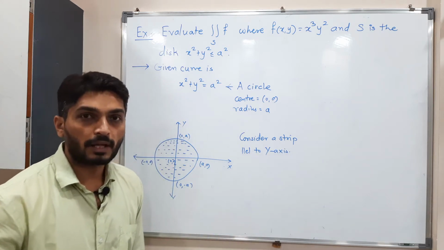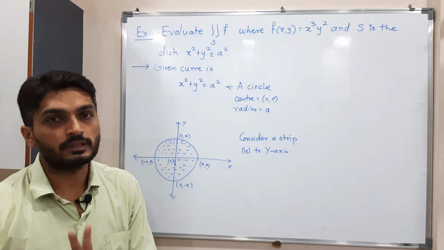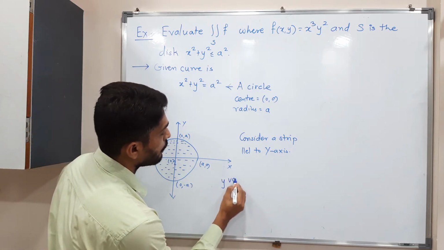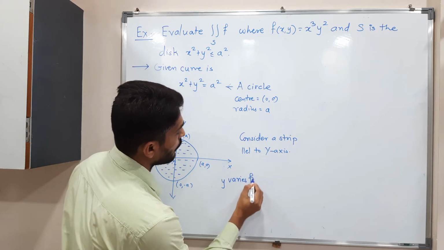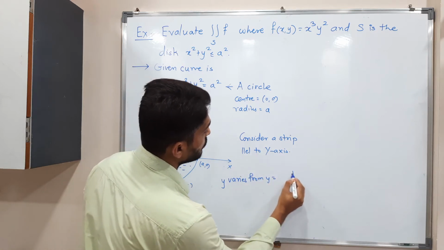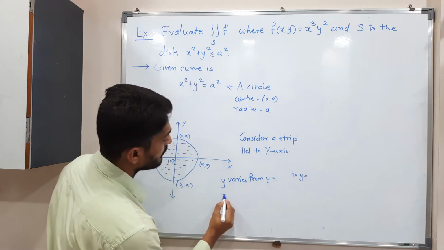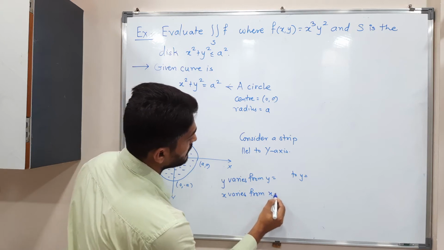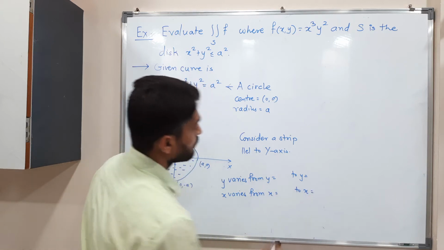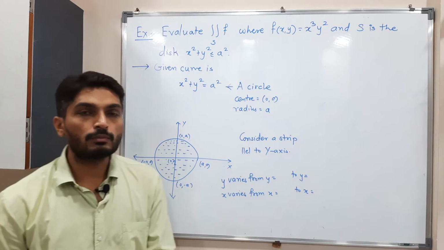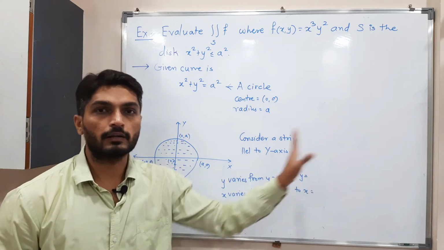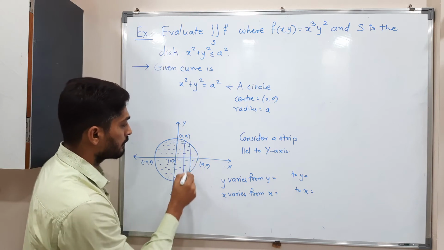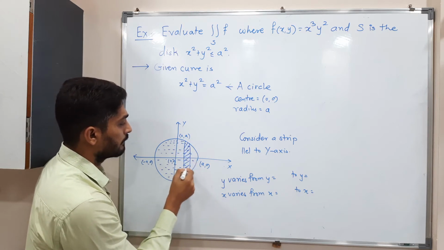When we consider a strip parallel to the y-axis, we write two sentences. The first sentence is y varies from y is equal to, and after that we write x varies from x is equal to. To find the limits we need to do some rough work. I will do that rough work here, and after that we write the limits. Here we have to consider the strip parallel to the y-axis. So it will be like this.